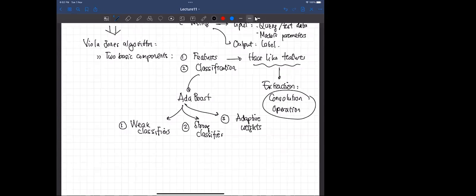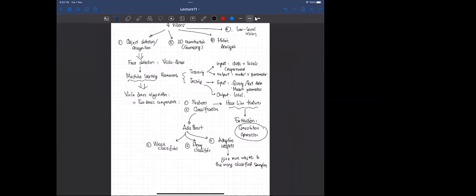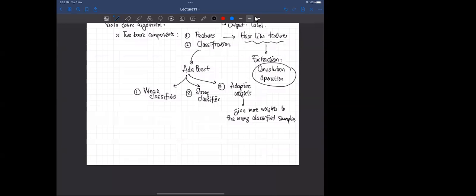What is the concept of adaptive weights here? What is the main concept of AdaBoost or adaptive weights? Give more weights to the wrongly classified samples. Okay, so that's the whole story for training and testing. In the training, you extract the features from the input data, then you classify: first you use the weak classifiers and combine them using the adaptive weights. Right, any questions so far?